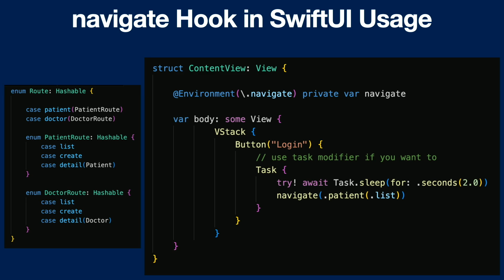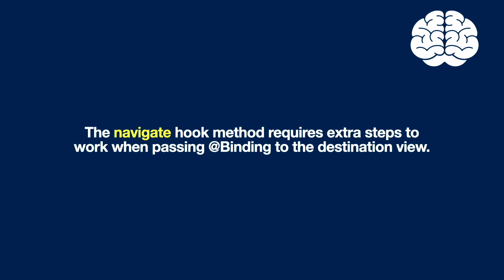Because over here, I'm kind of forcing or going against SwiftUI itself. I'm trying to do things like twisting it in a wrong way. So the current navigate hook method requires extra steps if you want to pass a binding, which is a very common operation. So it will not work with binding unless you do something extra.